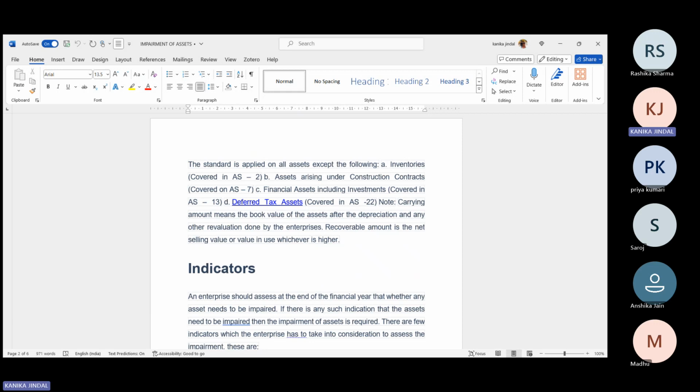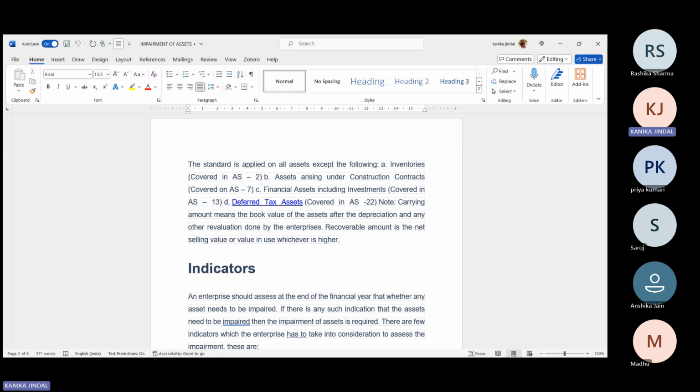I would request you all to please go through the accounting standards also. As commerce students, as MCom students, you should be aware of various accounting standards and Indian accounting standards. Okay. Next is deferred tax assets, which are covered in Accounting Standard 22. And there is a note that carrying amount means the book value of the asset after depreciation and any other revaluation done by the enterprise.